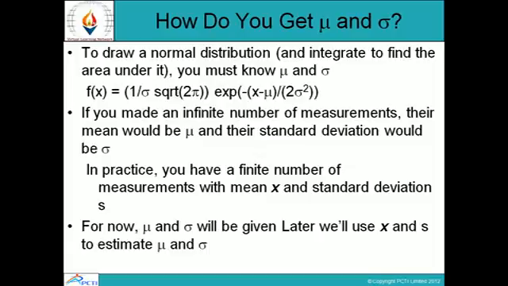If you made an infinite number of measurements, their mean would be mu and their standard deviation would be sigma. In practice, you have a finite number of measurements with mean x-bar and standard deviation s. For now, mu and sigma will be given; later we will use x-bar and s to estimate mu and sigma.